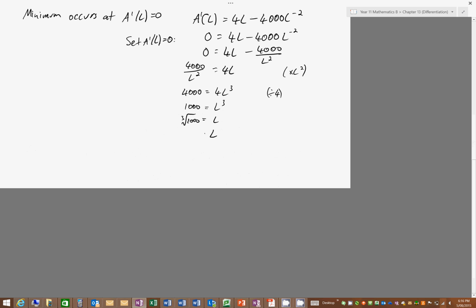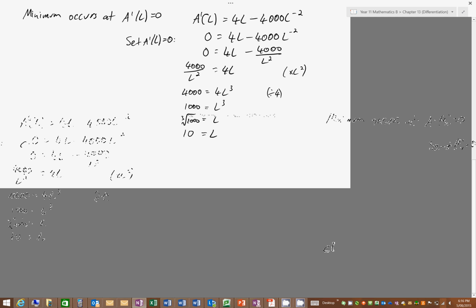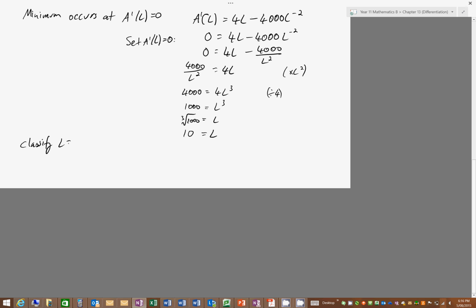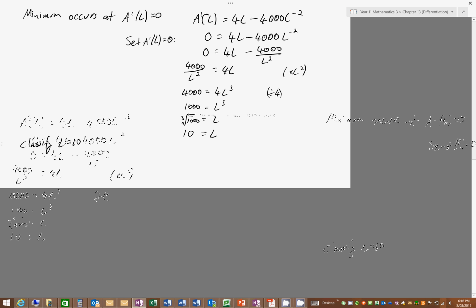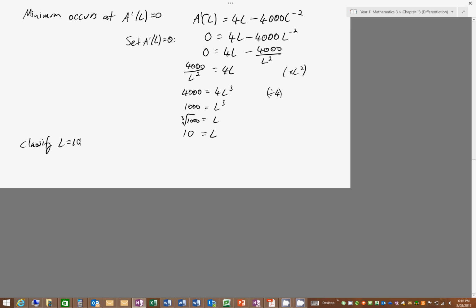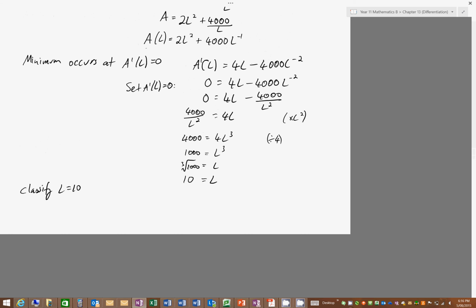L equals cube root of 1000. Okay, L equals 10. Okay, so from here, we need to classify L equals 10. Okay, and make sure it's a minimum, and then also find H. And you can look at the other detail on the page.